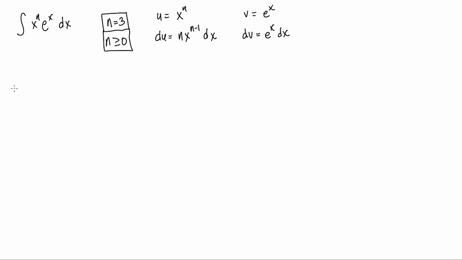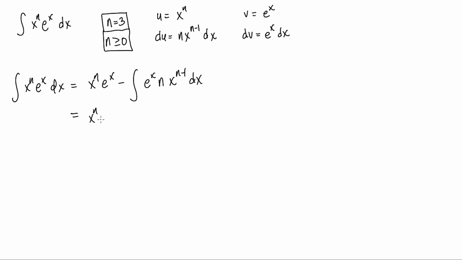Let's apply the formula. So this is equal to u times v minus the integral of v du. Alright, let me make one more small change here. I'm going to pull out this n and write it this way.